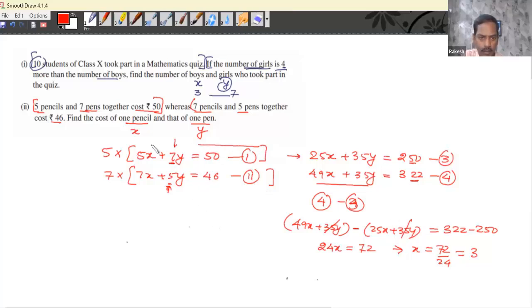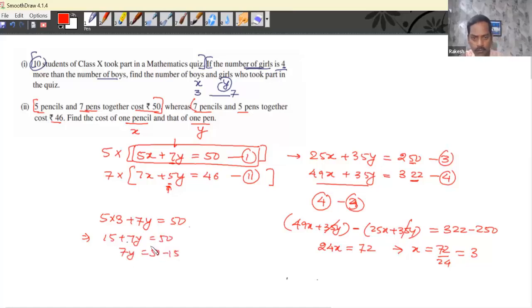So let us take equation number 1. Here it would be 5 times 3 plus 7y will be equal to 50. Again, this is 15 plus 7y, which is equal to 50, or 7y will be equal to 50 minus 15. So I'm just transposing 15 here, which will make it 35. So the value of y would be what? 35 divided by 7, which is equal to 5. I'm dividing both sides by 7.